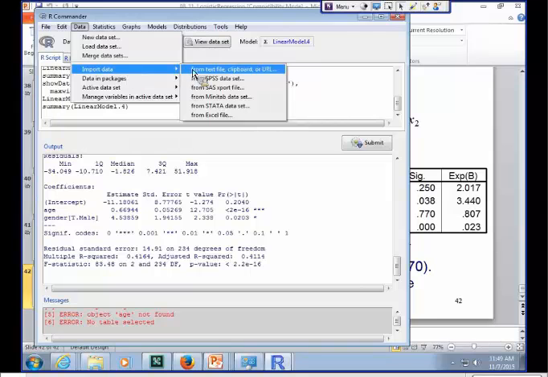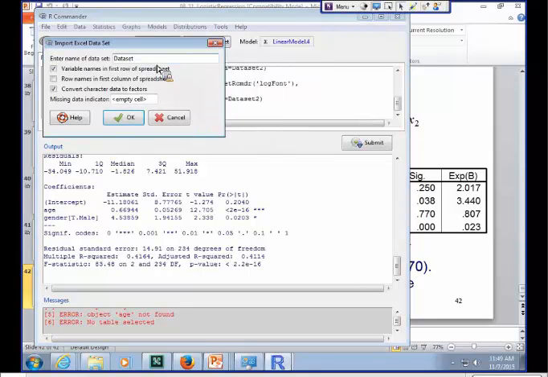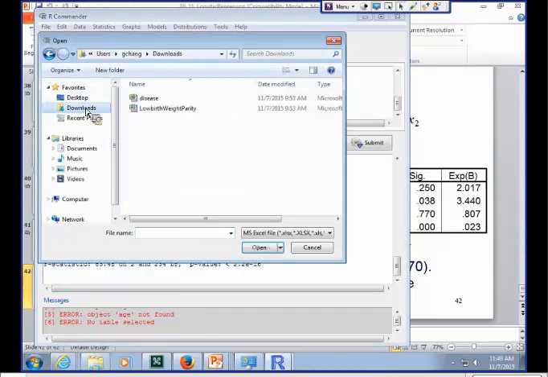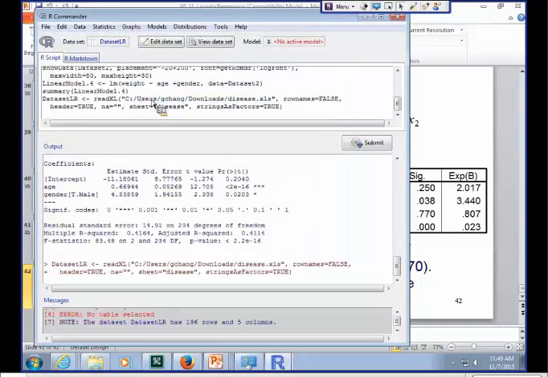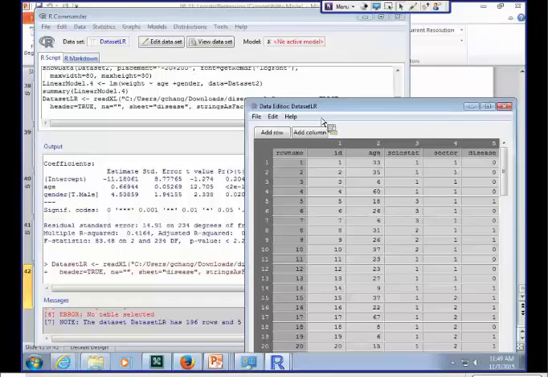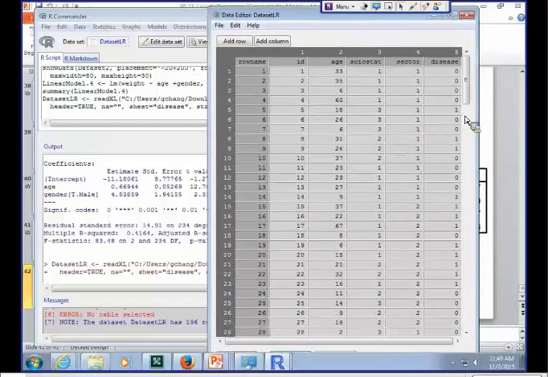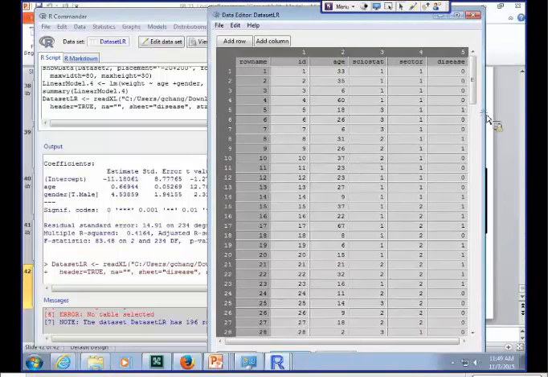Import Excel, LR. Download disease. Okay, and let's take a look at this disease variable. So I have disease that is 1 or 0, okay, and sector 1 or 2, and socioeconomics 1, 2, 3.